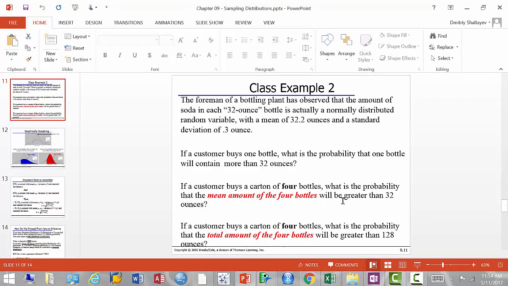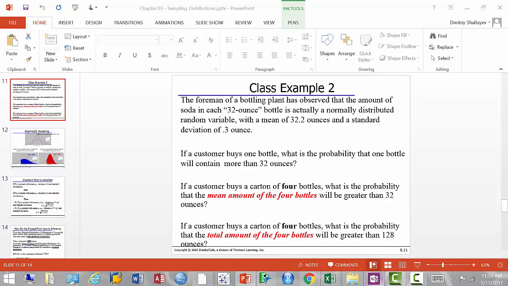Now the next question is, if Christian at the same time buys not just a single bottle but a carton of 4 bottles, what is the likelihood that on average in this carton of 4 he will get more than 32 ounces? It's not just one bottle, it's the average of the 4 that he bought, okay? Some bottles can be underfilled, some bottles can be overfilled, it's all over the place, right? But what's the likelihood that on average this 4-pack is overfilled? More than 32 on average.